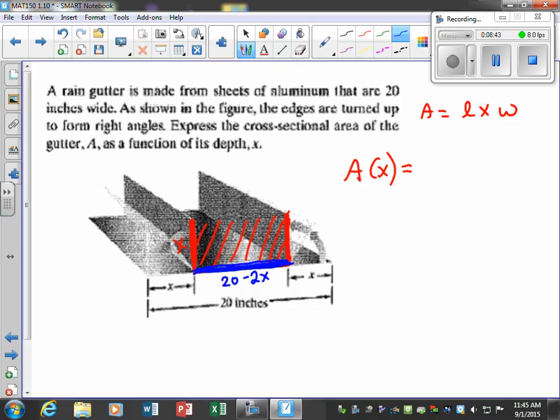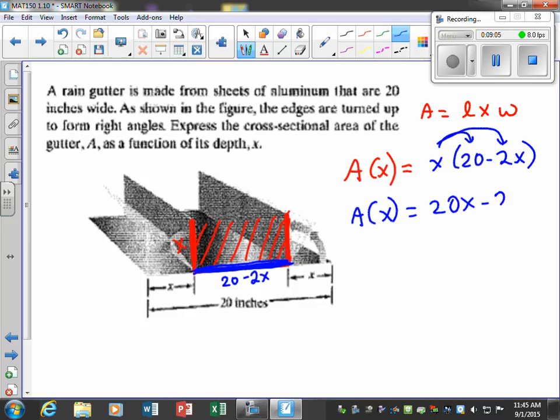So now when we find the area of that, it's just going to be x times 20 minus 2x. Of course, we could then simplify that by multiplying, and that would give us A of x is equal to 20x minus 2x squared.